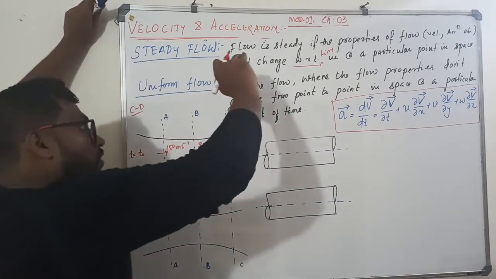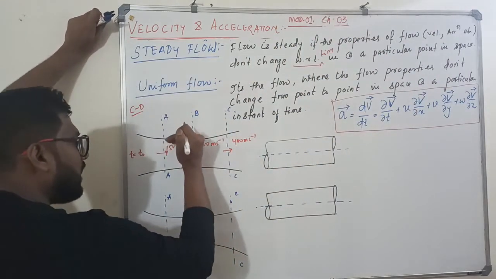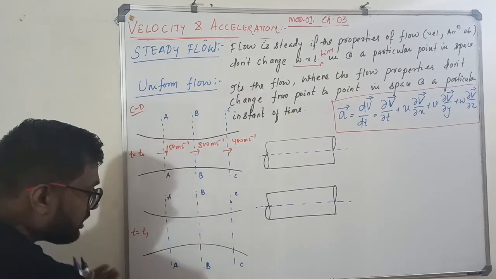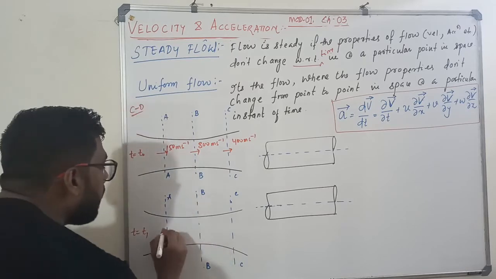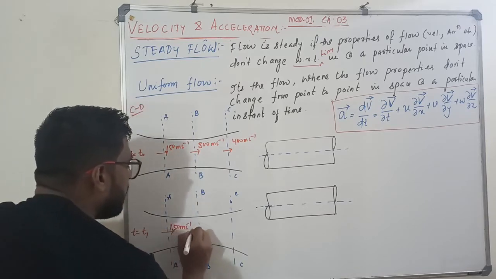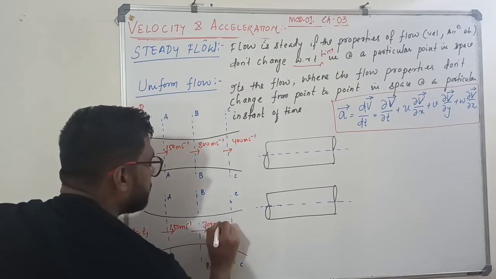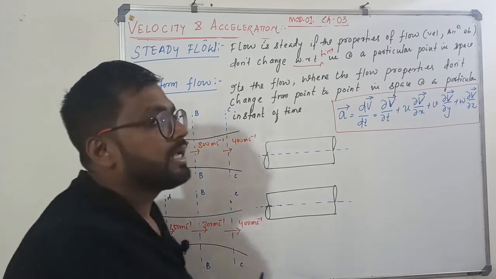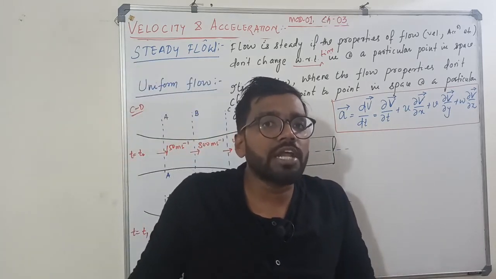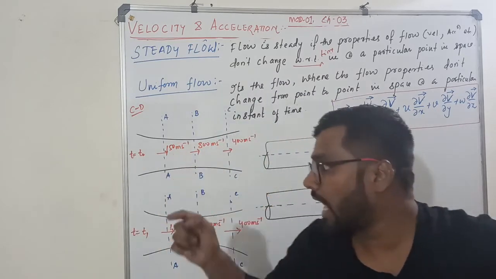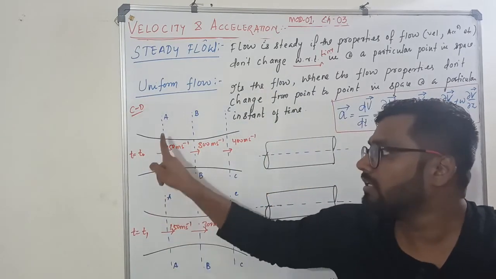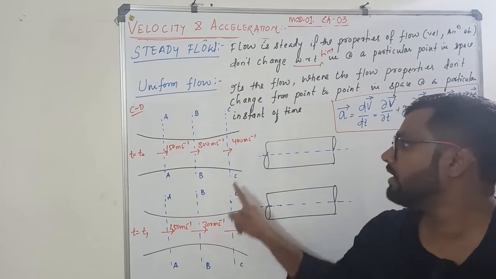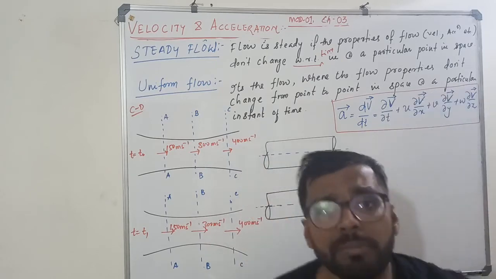Do not change with respect to time means now I have changed the time. Time change, t equal to now t1. So at time t equal to t1 also, at point AA, if the velocity is 150 meter per second, at point BB the velocity is 300 meter per second, and at point CC the velocity is 400 meter per second, then such a flow is known as your steady flow. What did I change? Time I changed, T0 to T1. AA 150, here also AA 150 only. BB 300, here also BB 300 only. At CC cross section 400, here also 400 meter per second.